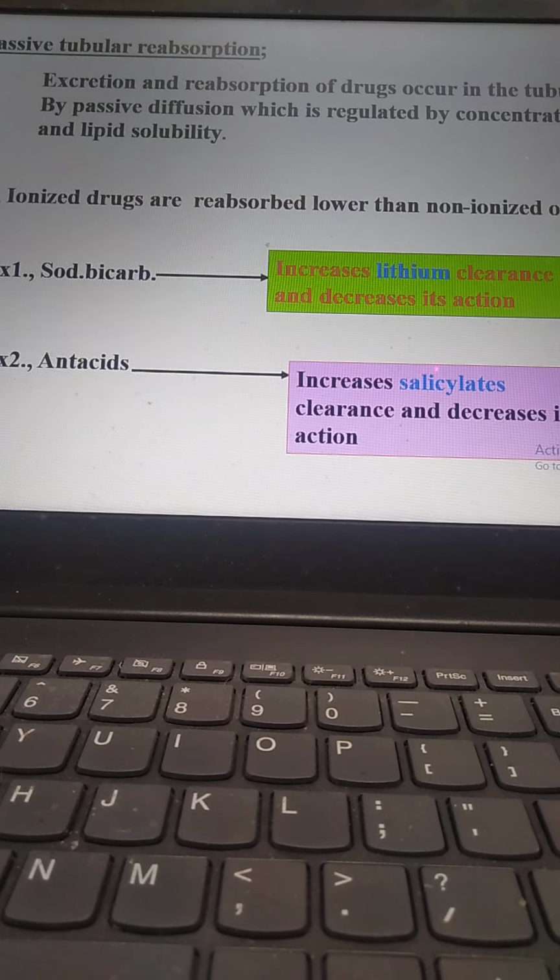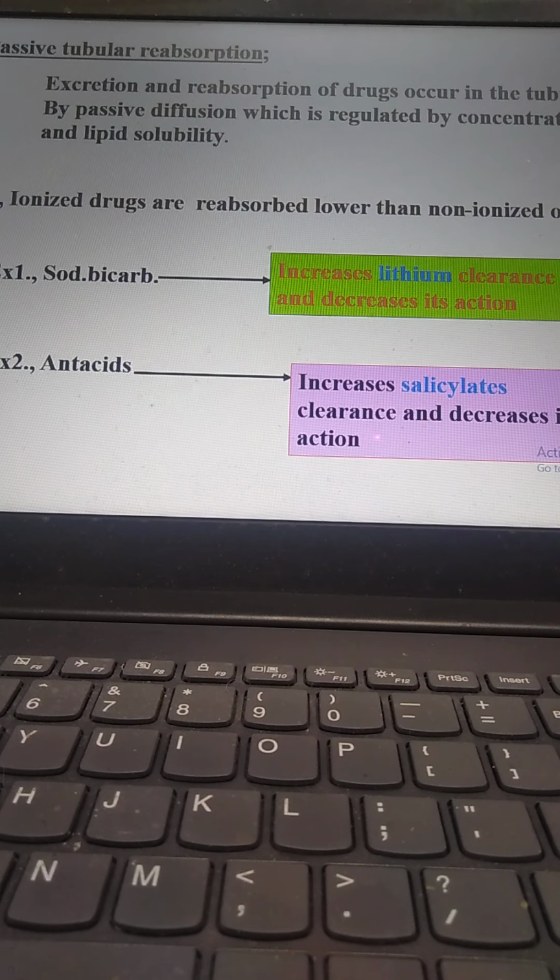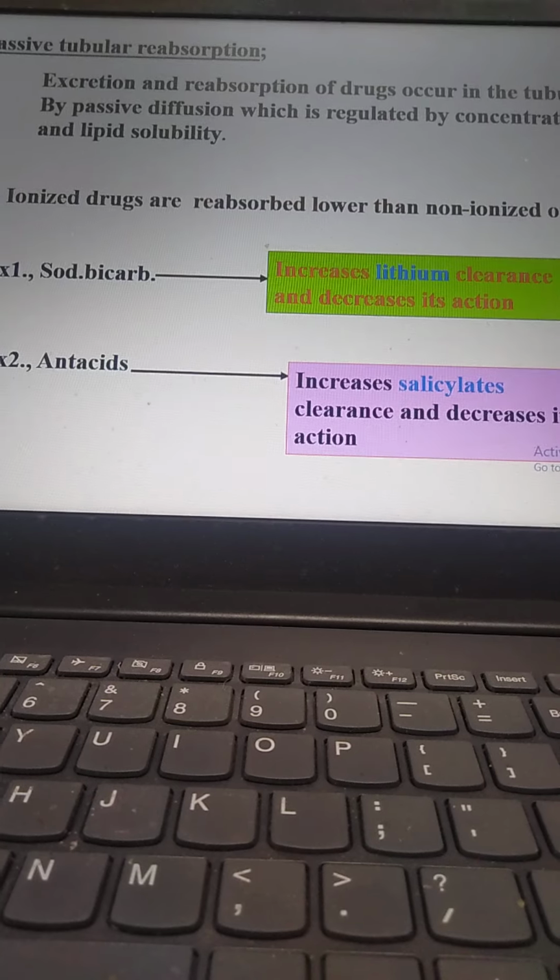Antacids increase salicylate clearance and decrease its action. So once you give the antacids, it increases salicylate clearance and decreases its action, because salicylate is acidic.